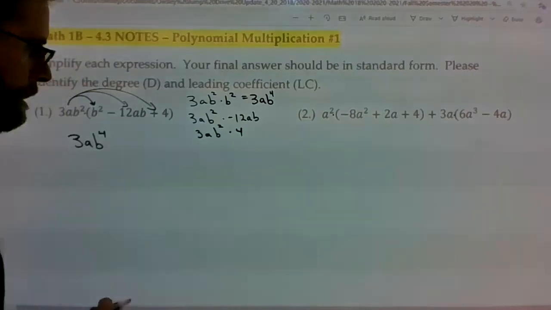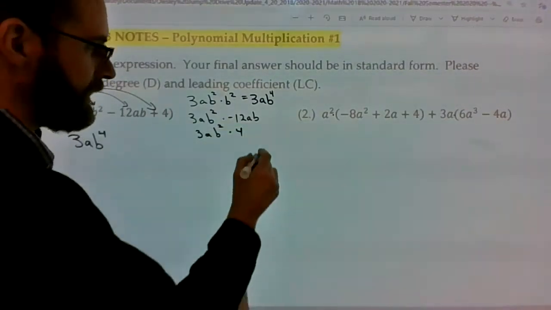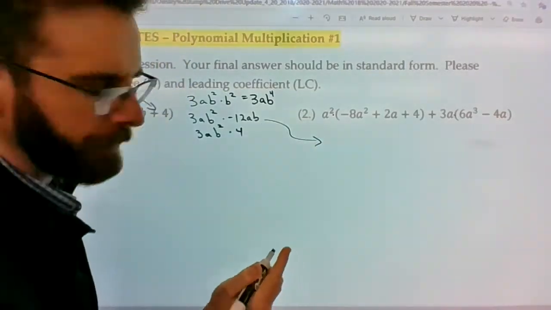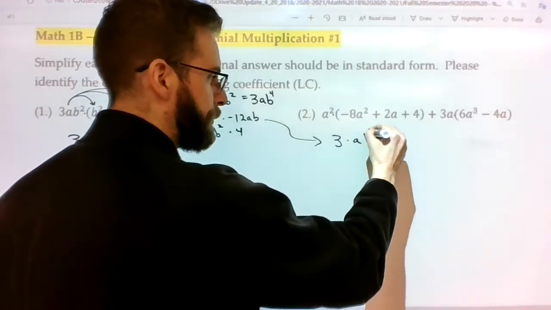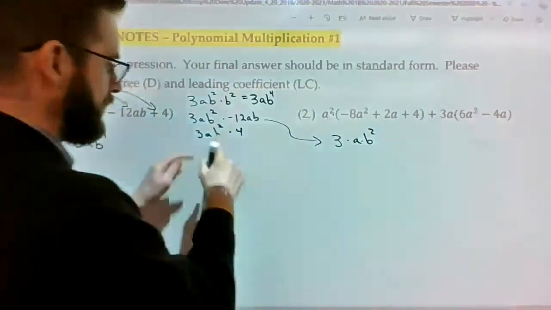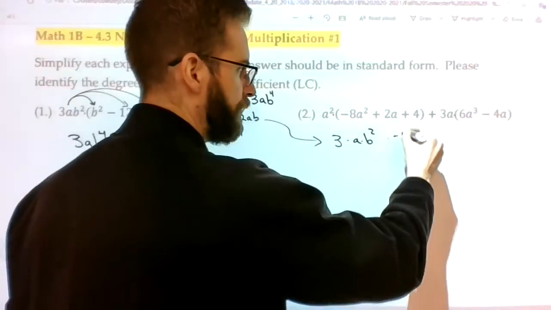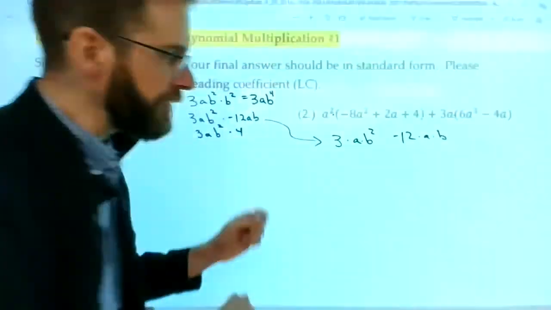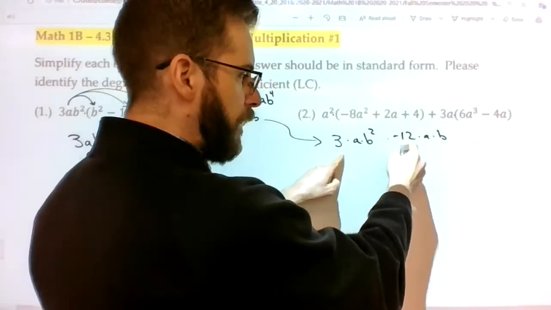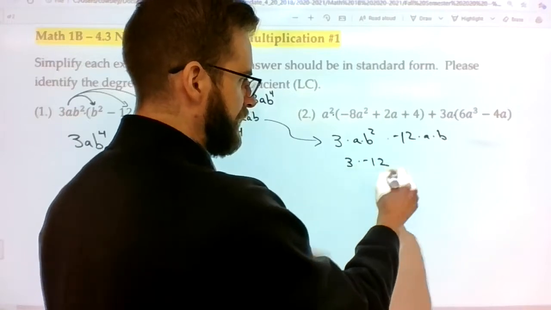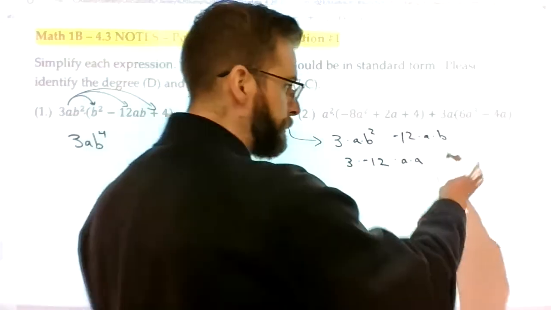Check it out here. I've got 3ab squared times negative 12ab. I'm going to put it over here so I got more room. You can actually use the commutative property to rearrange some things. So 3ab squared is 3 times a times b squared. Negative 12 times a times b. The commutative property says I can rearrange it in such a way that the 3 and the negative 12 are side by side. The a and the a are side by side. The b squared and the b are side by side.